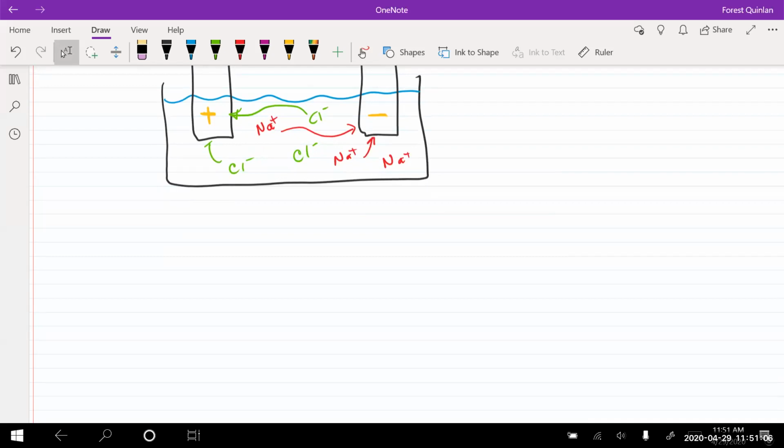So what does this mean? In order to be a good electrolyte, oops.